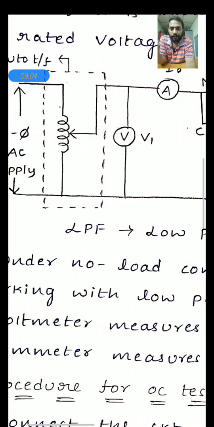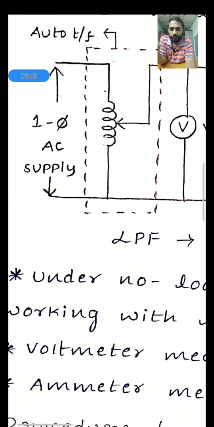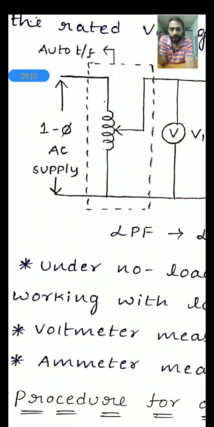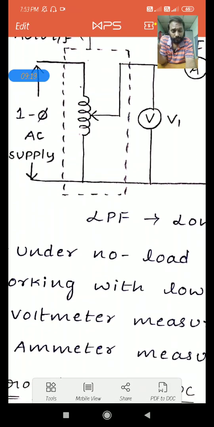Before this is the single phase auto transformer or rheostat. This is the single phase supply. It is applied to the auto transformer. In the auto transformer we have one controlling action: by changing the position of the knob, we can change the voltage that we are applying to the low voltage winding.